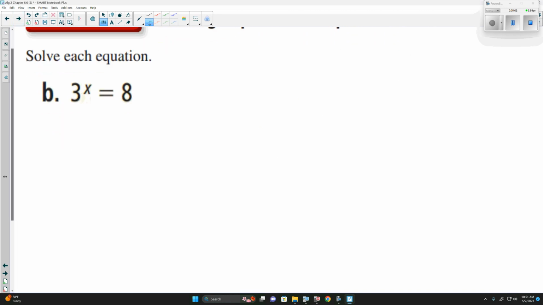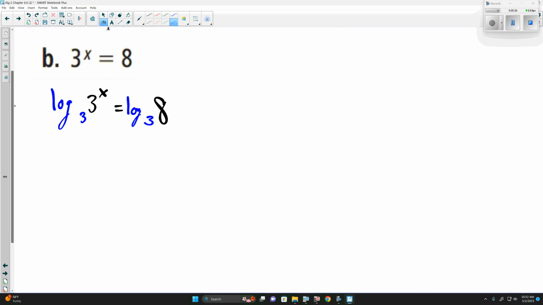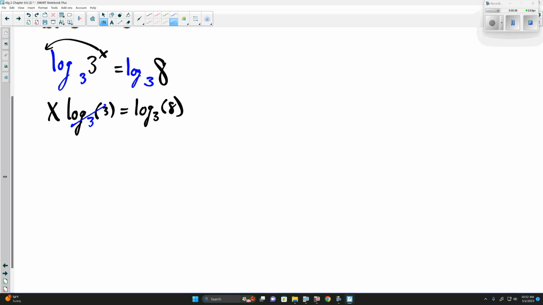3 to the x is equal to 8. So 3 to the x, that's the only place where you have a variable in the exponent. It's already by itself. So we can apply log of what? Log base 3 to both sides. Notice that we get x times log base 3 of 3 is equal to log base 3 of 8. Now log base 3 of 3 will reduce to 1, leaving us with just x is equal to log base 3 of 8.